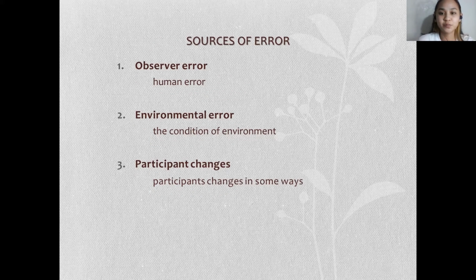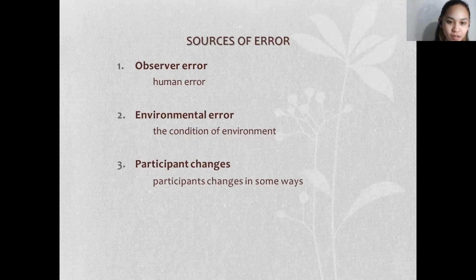Reliability can be expressed as an equation. Measured score equals true score plus the error. There are three sources of error. First is the observer error or the human error. Your judgment will often involve the use of measurement. In environmental error, the conditions of the environment, even small changes in the environment, can influence measurement and create error. Next is the participant changes. Participant changes in some ways. Maybe yung participant is not focused or in-interview mo siya after work niya, so pagod siya.